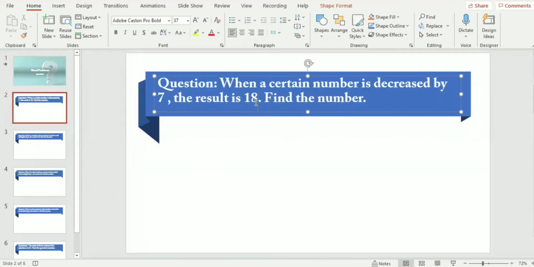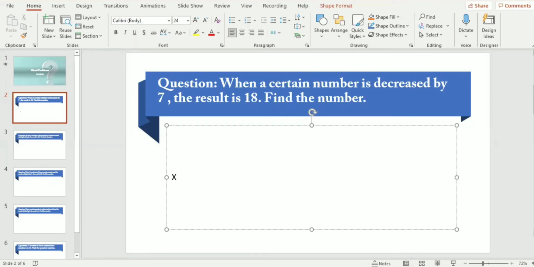The first question we have here is, when a certain number is decreased by 7, the result is 18, and we have to find the number. We don't know the number, so we are going to assume that the number is x, and this number is decreased by 7, which means that 7 is subtracted from this number. So we have x minus 7 and the result is 18. Now we have our equation, which is x minus 7 is equal to 18.